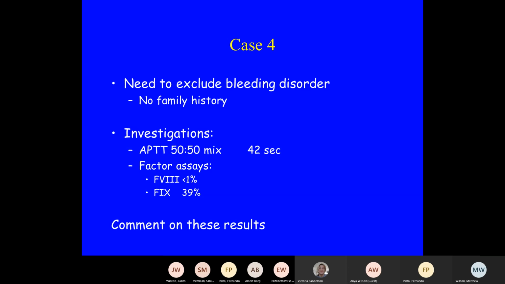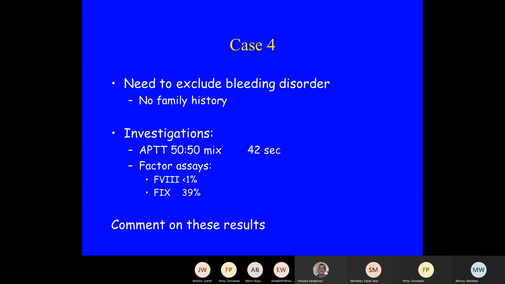So you suspect that this is a factor deficiency, and remember the factors involved in the APTT, the 8, 9, 11, and 12. Here, we're only showing the 8 and the 9, but I can tell you the 11 and 12 are normal as well. And this baby had a normal factor 9, because you will see that 39% for this baby at this age, day 2 or day 3 of life, whatever, is normal, and a disproportionately low or less than 1% of factor 8.